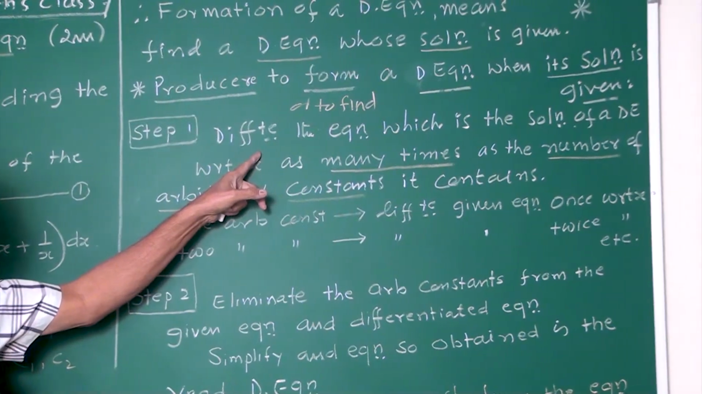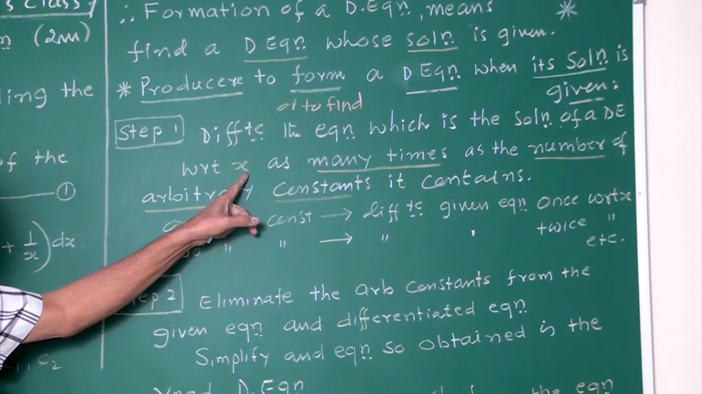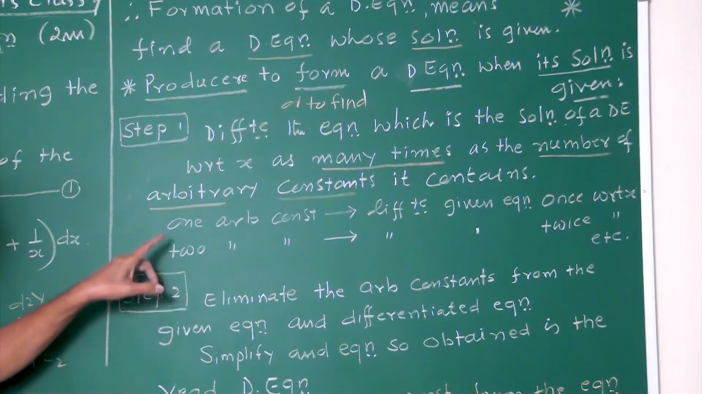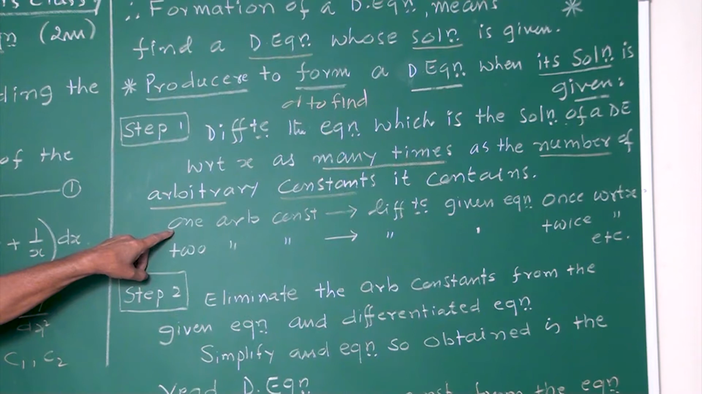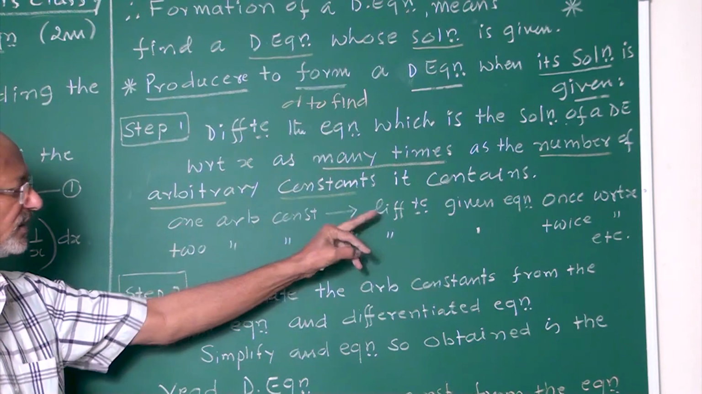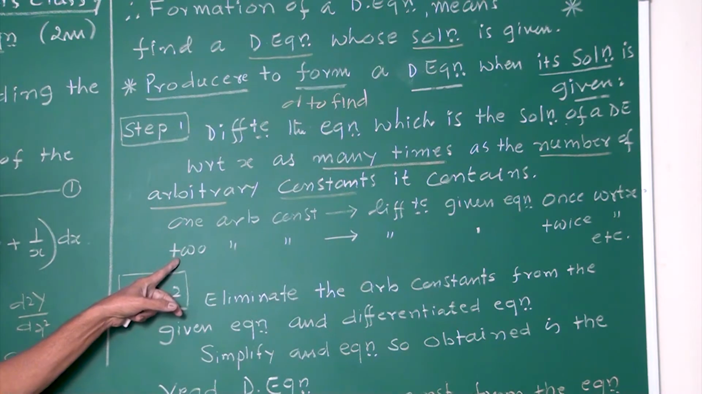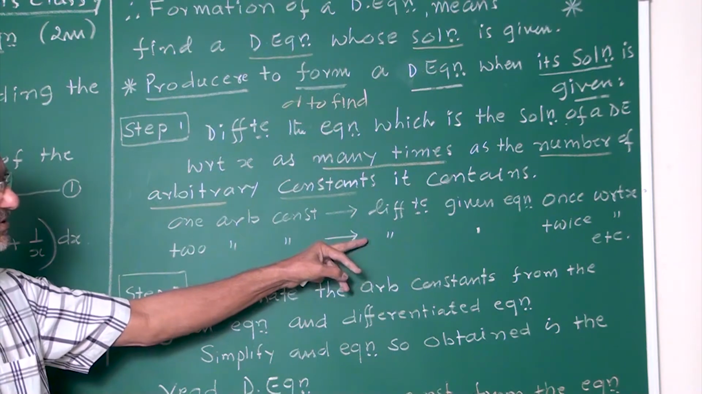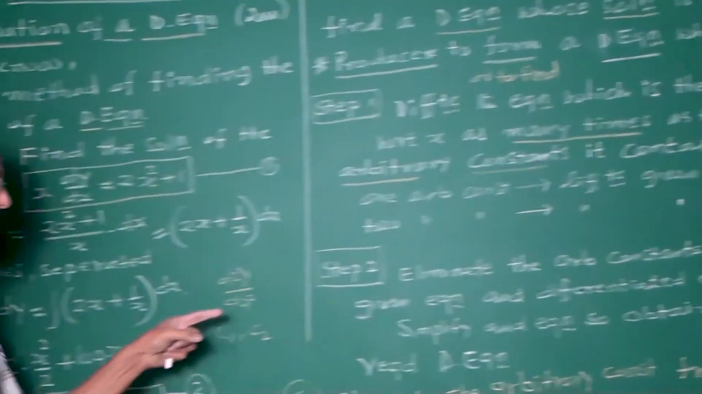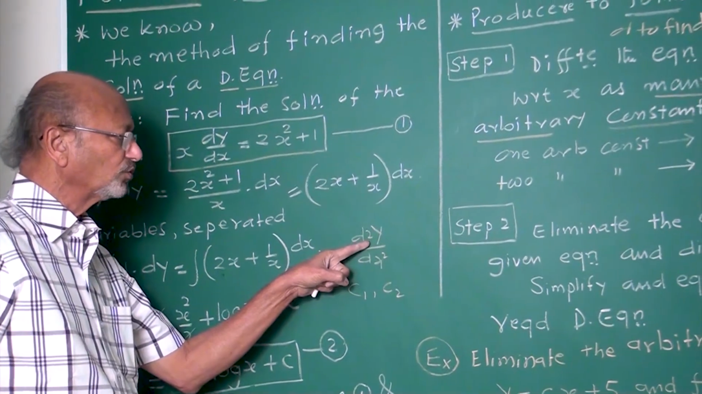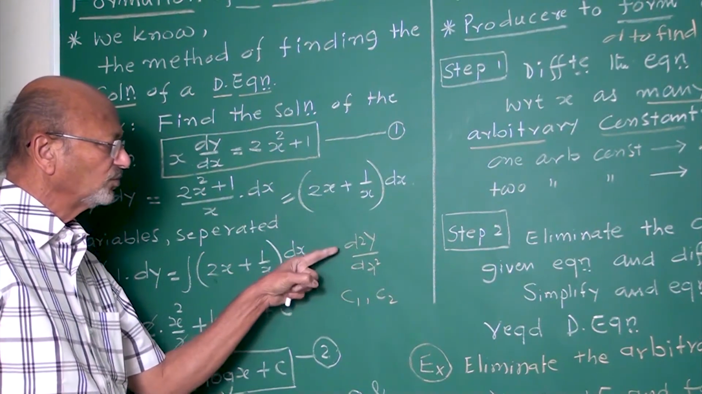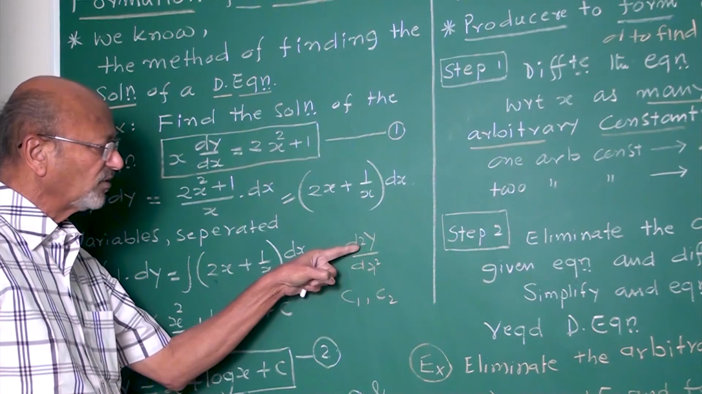Differentiate the given solution of a differential equation with respect to x as many times as the number of arbitrary constants. You mean, if that solution contains one arbitrary constant, differentiate the given equation once with respect to x. If it contains two arbitrary constants, differentiate the given equation twice with respect to x. If it contains two, it must contain a derivative of order 2. Number of arbitrary constants equals the order of the differential equation. Two means its order is 2.